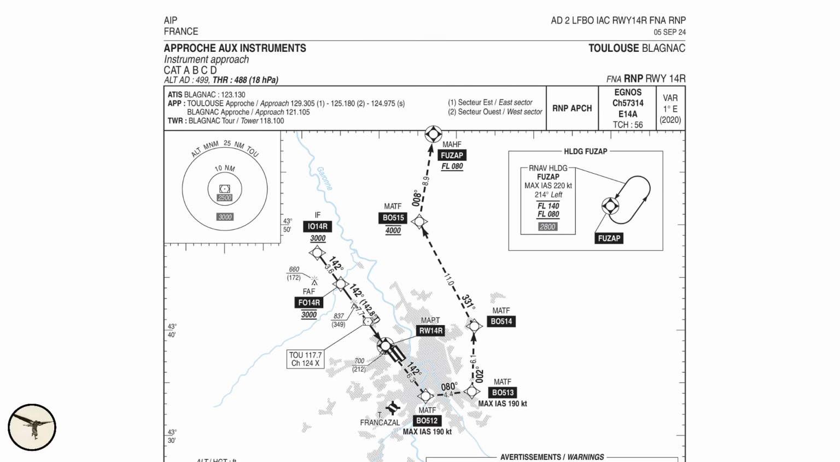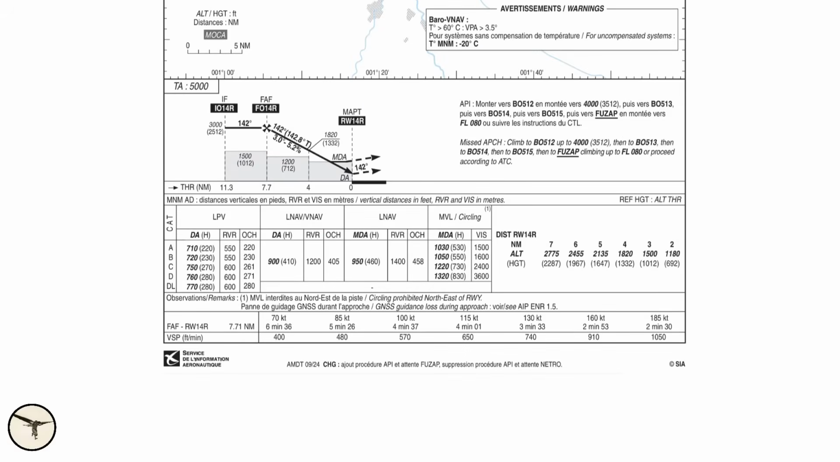For example, this is the chart for the RNP approach to runway 14 right at Toulouse, France. The EGNOS channel is 57314. The decision height for an ATR category B is 230 feet. In comparison, LNAV/VNAV has a decision height of 410 feet, and LNAV a minimum descent height of 460 feet. Note: minima for the 3D approach is given as a decision altitude or height, while minima for a 2D approach is given as minimum descent altitude or height.